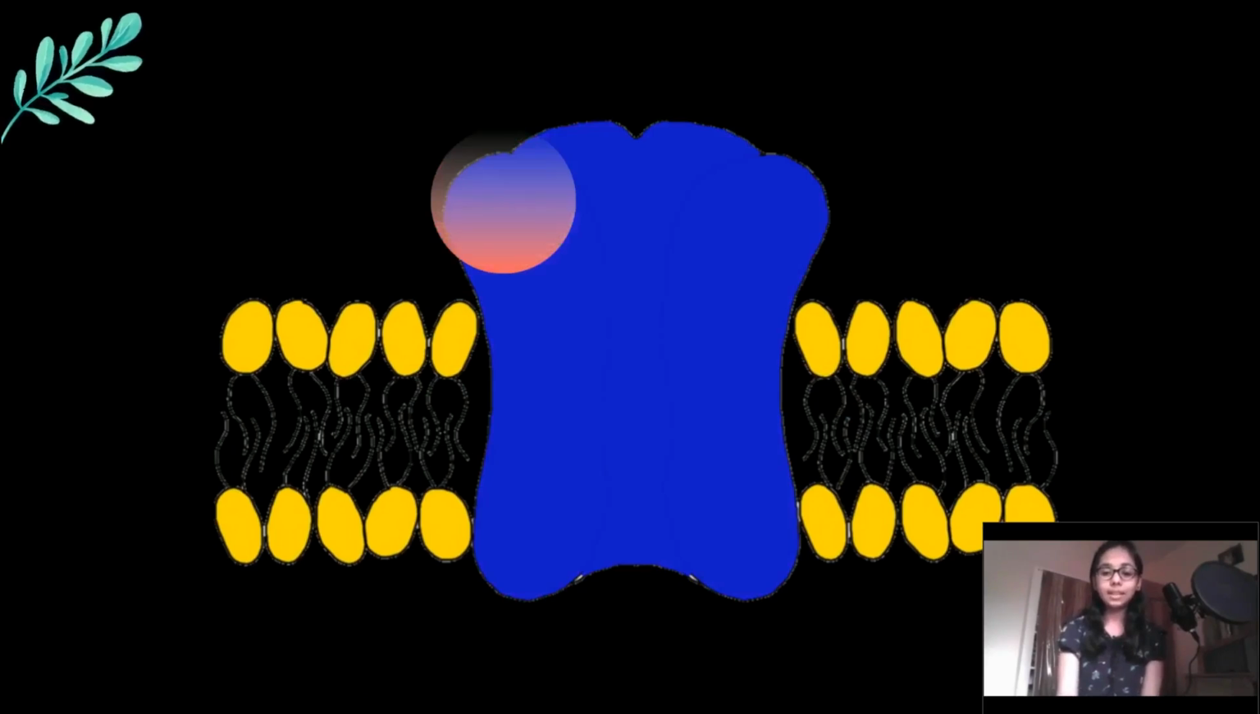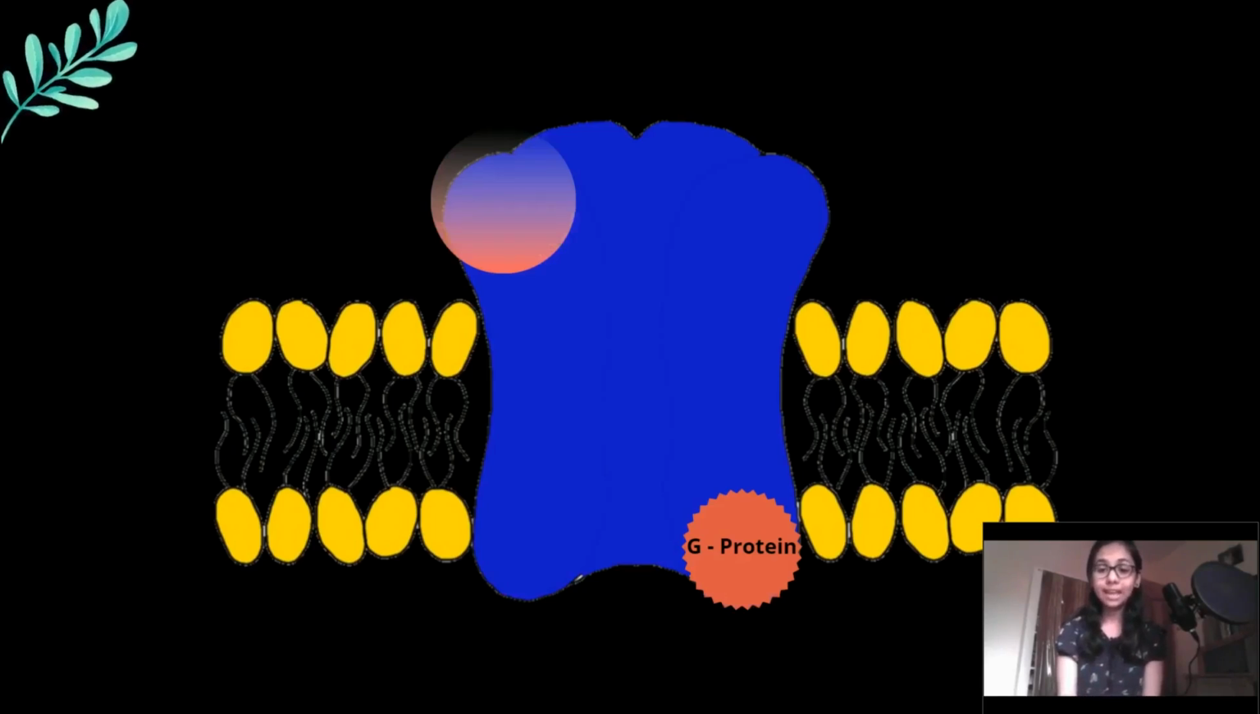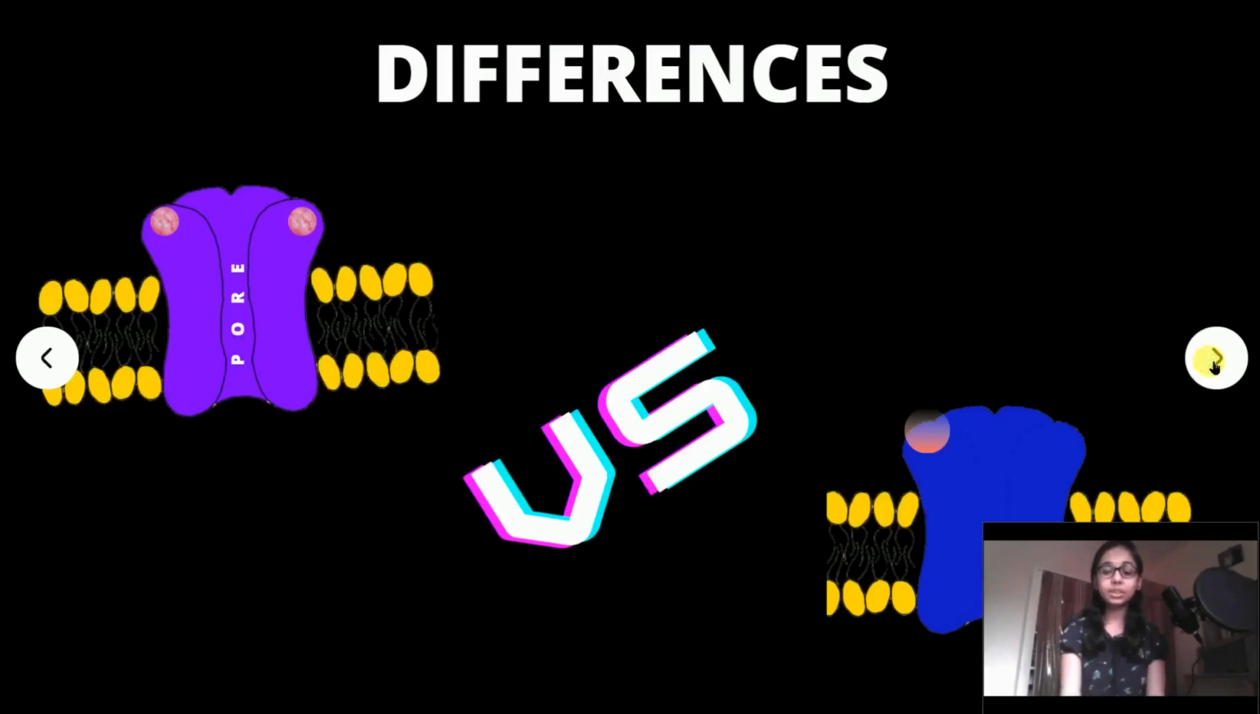The other type is the metabotropic receptor. When neurotransmitters bind to this type of receptor, there is no complex or pore that opens, but a G protein binds to this type of receptor, and this G protein helps to stimulate and activate the action. Now let us know the differences between these two types of receptors.